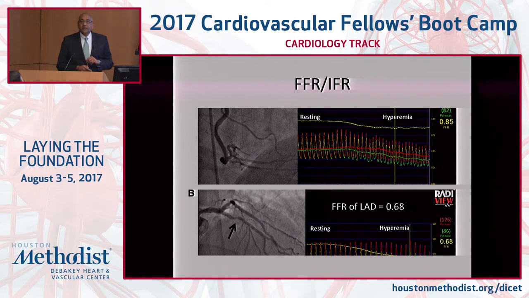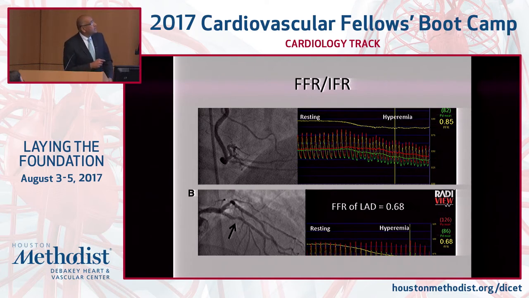FFR, everybody ought to know and understand, because we have lesions which are intermediate and you make clinical decisions on those 50 to 70% lesions. So the FFR value has to be less than what, for it to be significant? 0.8, right? Remember that number. iFR is a new kid on the block, which is 0.89. Some cath labs have it. I don't know if your cath lab will have it.